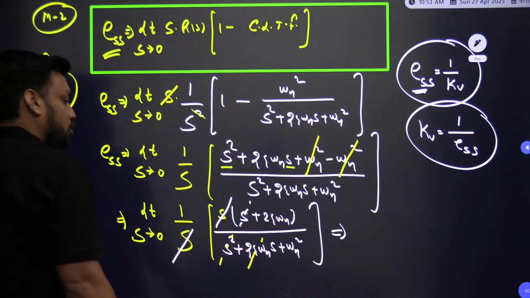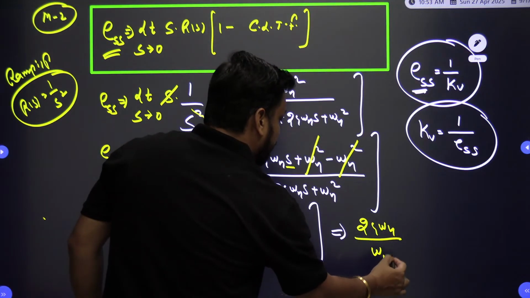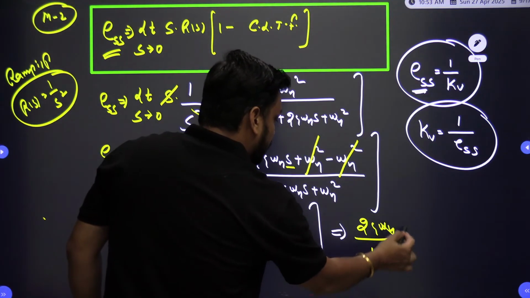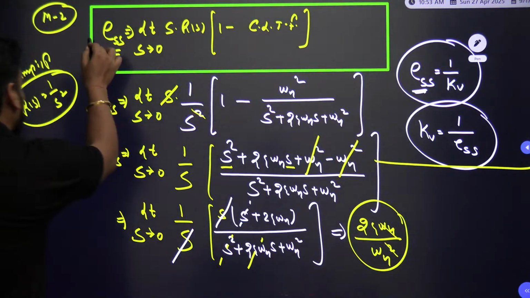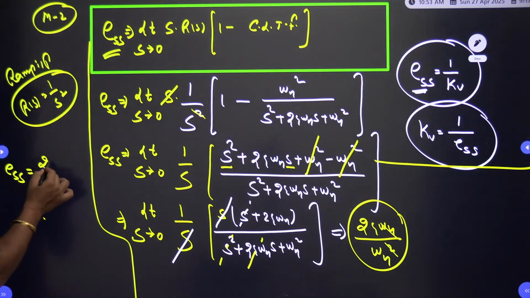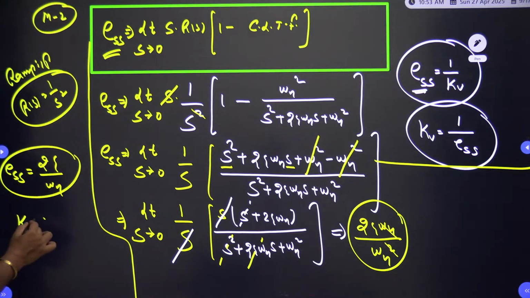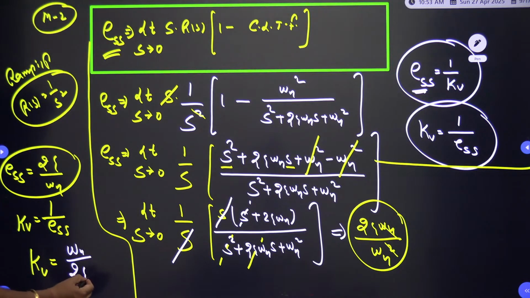This entire term becomes 0, so from here you will get 2ζωn upon ωn², and one ωn cancels with ωn. And you know what this value is, sir? This entire value whatever we got, don't you think it is ESS? So ESS is twice zeta upon omega n. So what will be KV? Sir, KV will be 1 upon ESS. So can I finally write KV is nothing but omega n upon twice zeta? Yes sir, 100%. Omega n upon twice zeta.